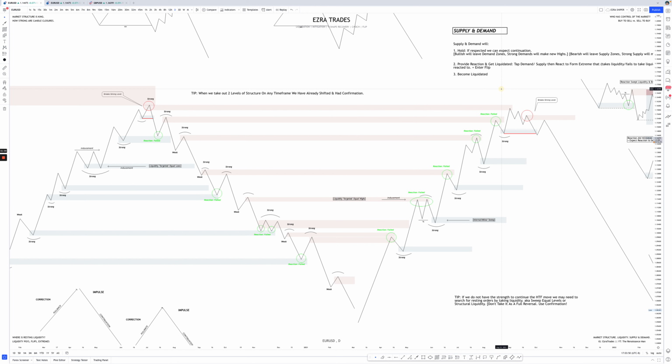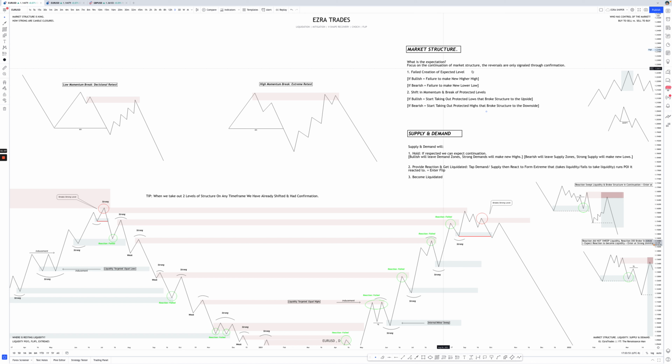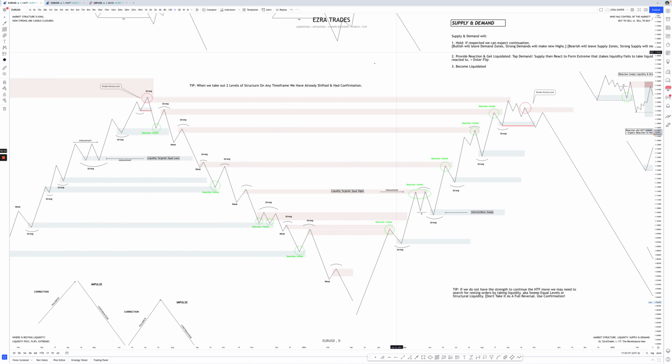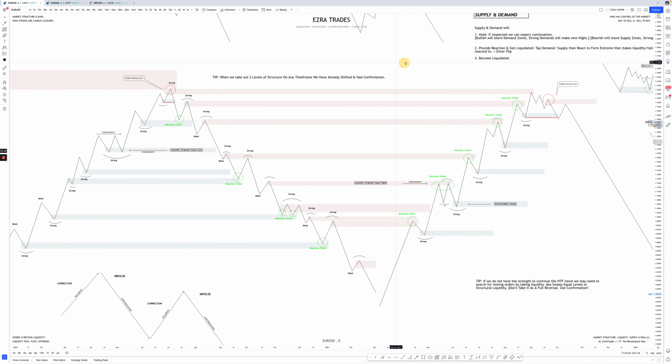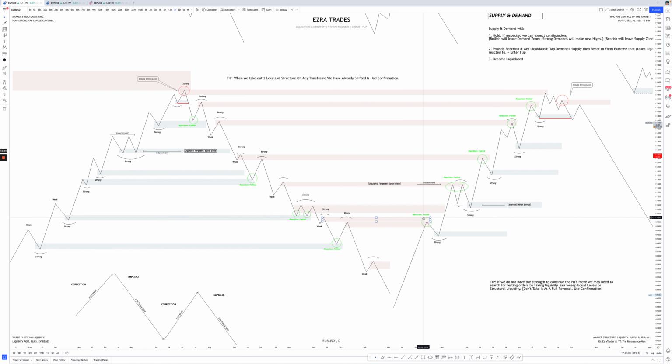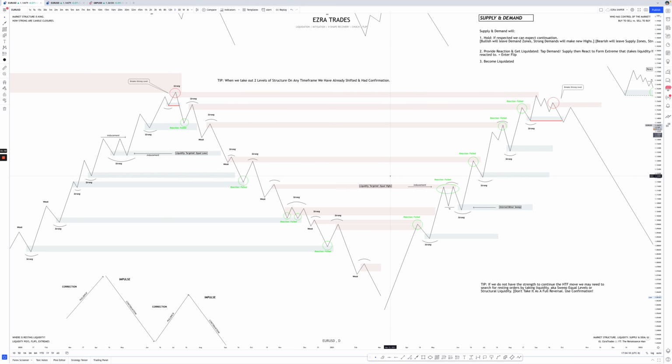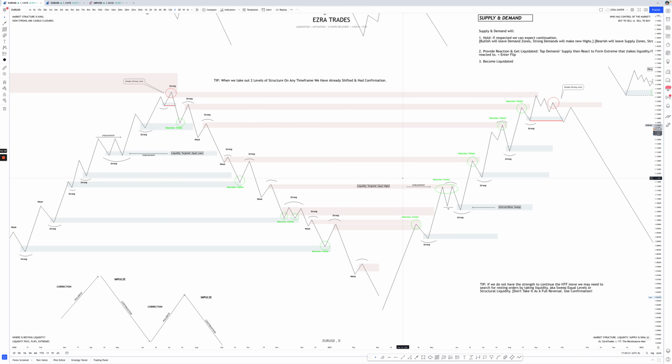Because remember, we're continuations. Focus on continuation of market structure. Reversals only signal through confirmation. We are bullish until we're not, and we're bearish until we're not. Stop looking to take shorts on pullbacks when we are, let's say, in a corrective pullback, right? Stop taking buys in a corrective pullback of supply, right? You don't want to be stuck in the wrong direction, right? You have to understand what stage we're currently in.